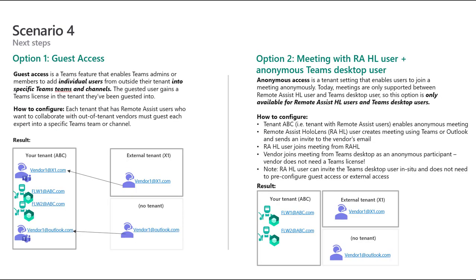These options are pretty familiar to you by now. We've gone over them a couple times, but just as a quick recap, option 1 is guest access. The first line workers who are in tenant ABC will guest the vendors into that tenant. The second option is to create meetings. The first line worker in tenant ABC will set up the meeting, invite the vendor, and the vendor will be able to join.